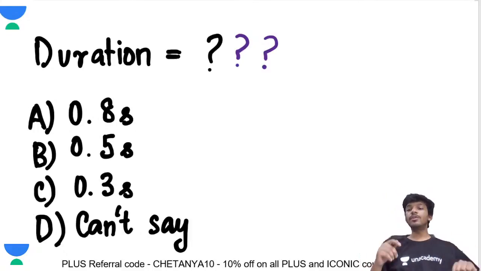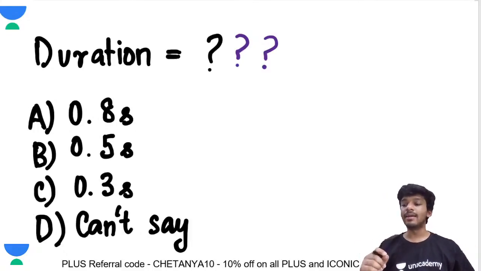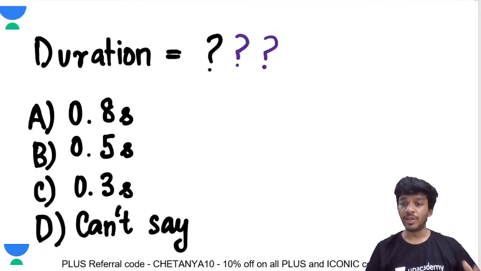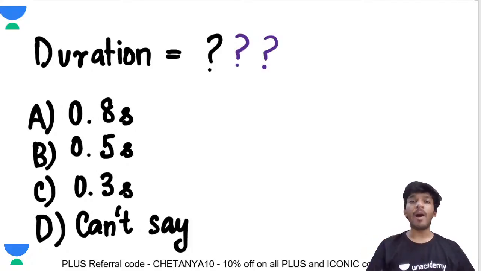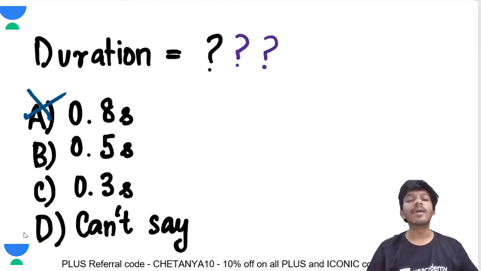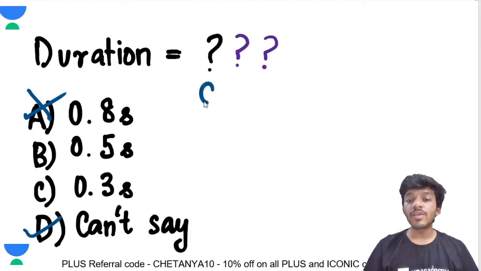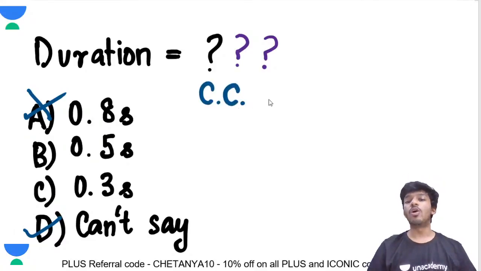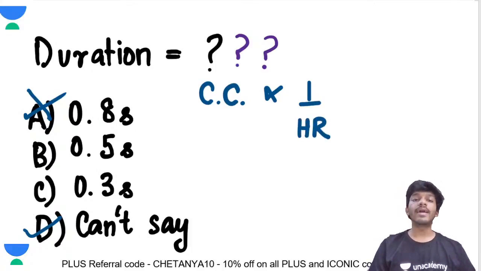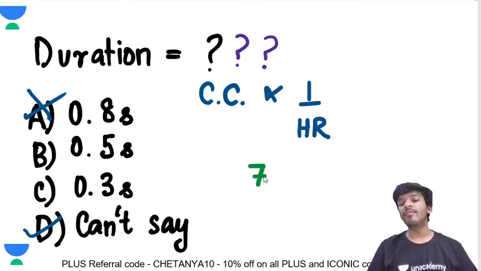The first thing you have to understand is that the cardiac cycle does not have any fixed duration. Some of you might pounce to the answer of 0.8 seconds. That's wrong. The answer is can't say, because the duration of the cardiac cycle depends on heart rate. It is inversely proportional to heart rate. If the heart rate is 72, then the duration is going to be 0.8.